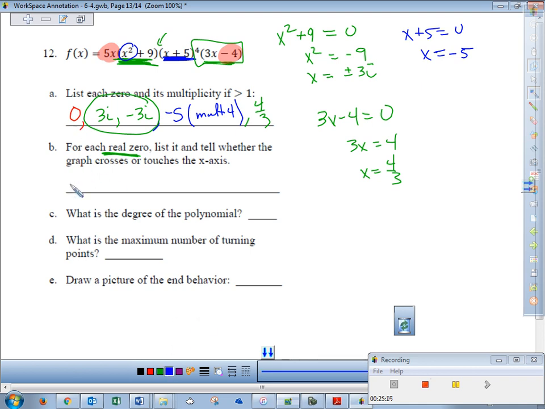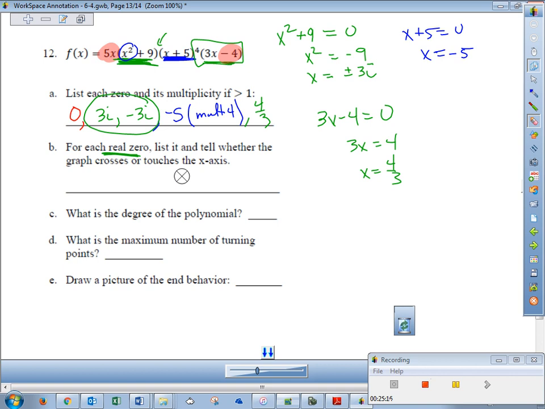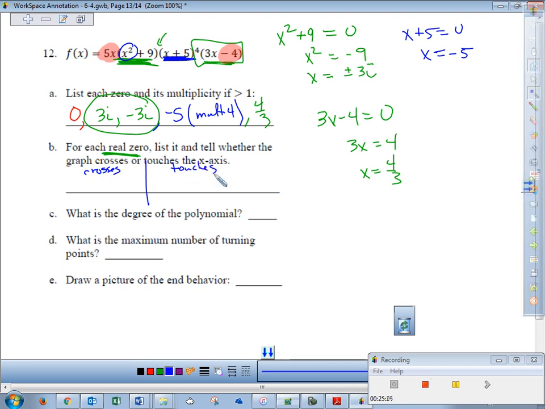So how about 0? 0 does what? Touch or cross? 0 crosses. Let's just put a crosses and a touches column. Let's do crosses, touches. Instead of listing that word crosses and touches over and over again, 0 does what? Crosses. Put them on this side. Don't care about the imaginaries, right? That's not part of the deal. Negative 5. Does it cross or does it touch? Even multiplicity will touch. Done with that. 4/3 crosses.